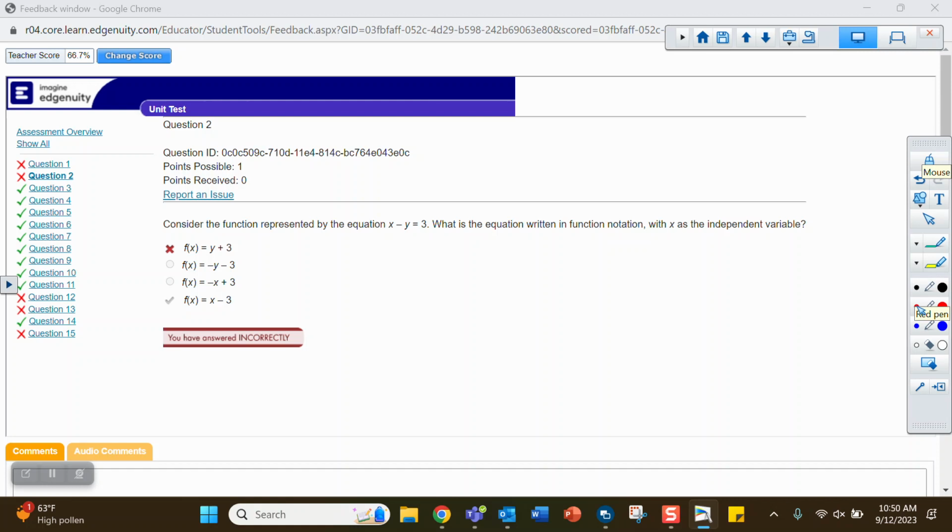The second question says, consider the function represented by the equation x minus y equals 3. What's the equation in function notation with x as the independent variable? When x is independent, which is all the time, we don't usually write them backwards unless we're writing the inverse of a function, but it means we're going to solve for y. You want the dependent variable to be the variable that you solve by.